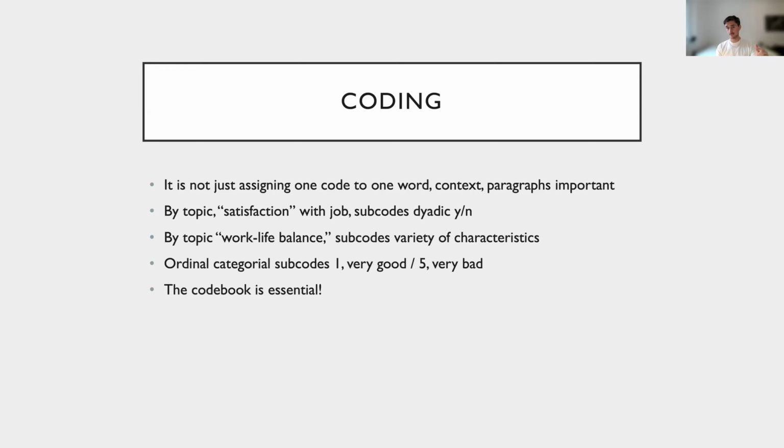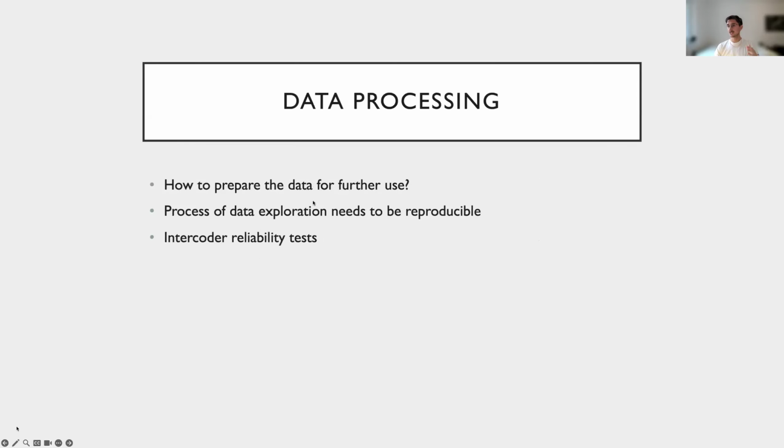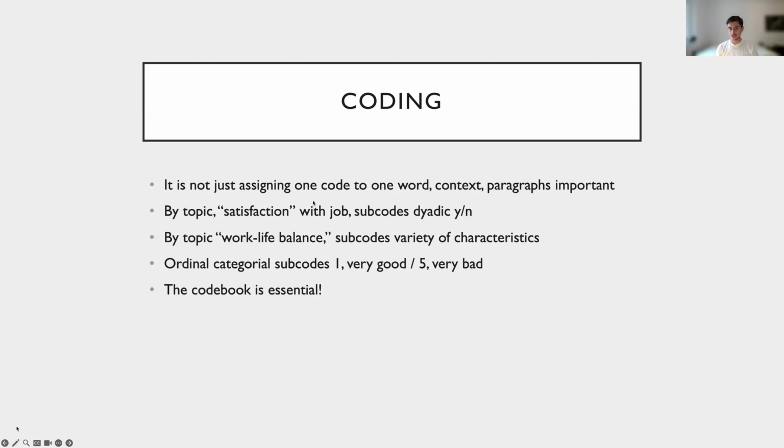As I already showed you in MAXQDA, you can go for a code and a subcode that is dyadic, for instance, as we had it with satisfaction. It is just, are you satisfied or are you not satisfied? Others, with the work-life balance, maybe you've seen it, maybe you couldn't read it that well, have subcodes of a variety of characteristics. Is it possible to bring your dog to work? Is it possible to, I don't know, come later and go later, or come earlier, or whatever?